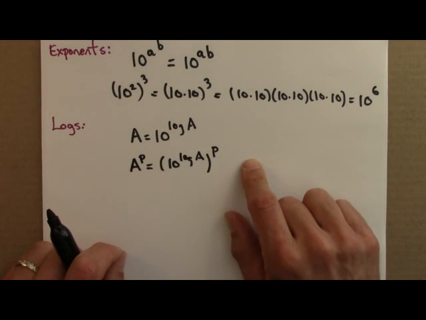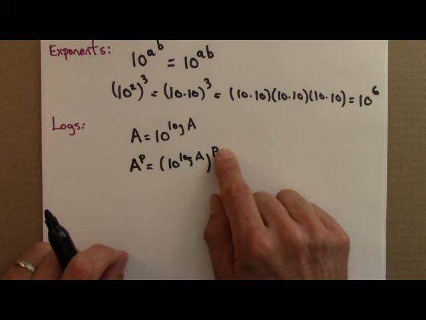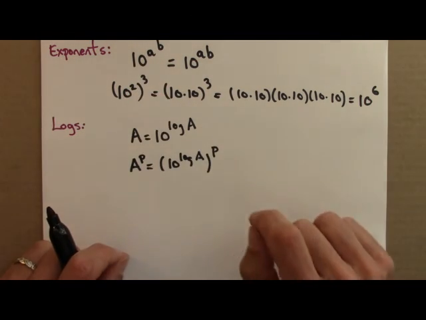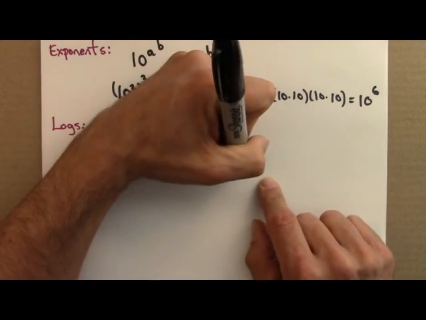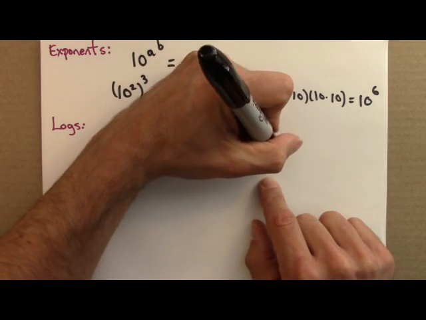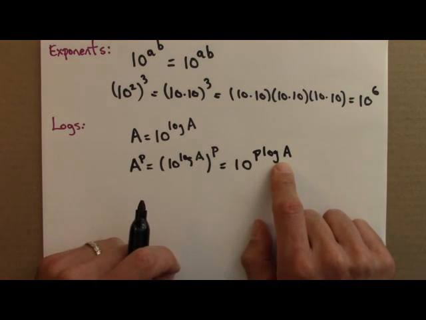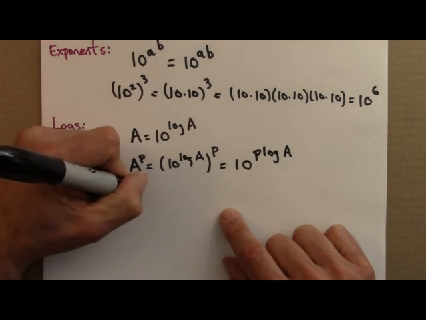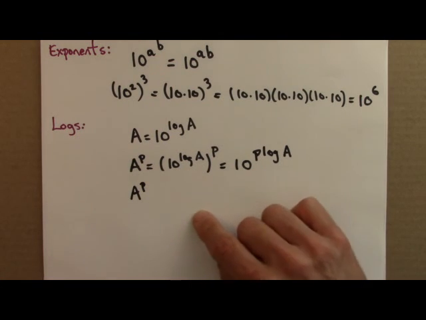And then we have 10 to a number to a number. Remember, log A is just a number. So that's like 10 to the 2 to the 3. So that means we would multiply those together. So this is actually the same thing as 10 to the p log A. So p and log A are multiplied together now. But I can do something else with A to the p.